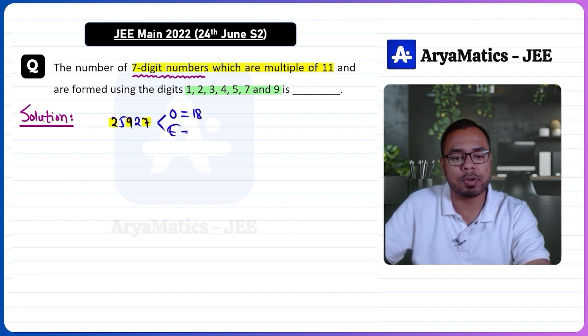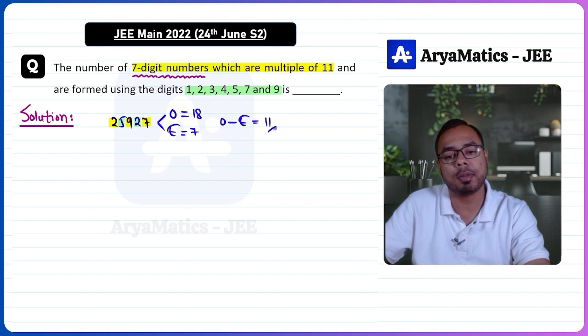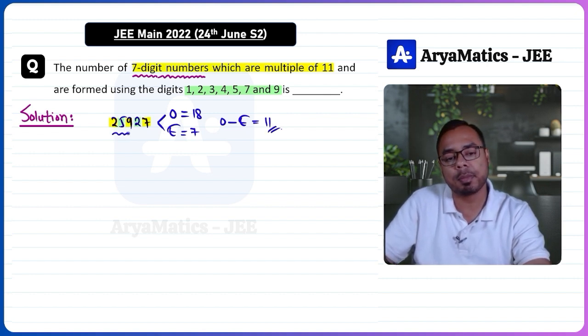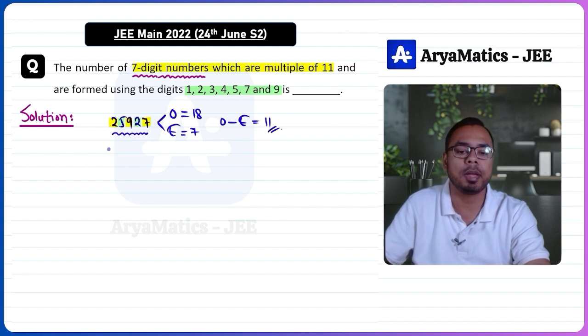And at even places, you have the other two digits, 5 and 2. The sum of these two digits will be 7. Now take the difference of these two. If the difference is either 0 or a multiple of 11, then the number is a multiple of 11. For example, here O minus E will be 11, which is a multiple of 11. Therefore, this number is also a multiple of 11, right?